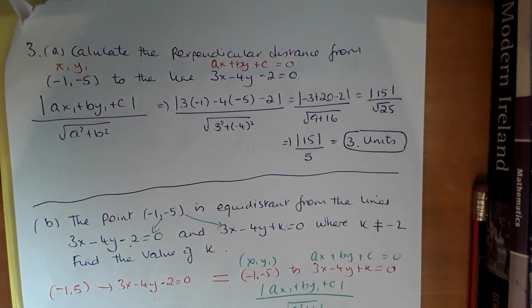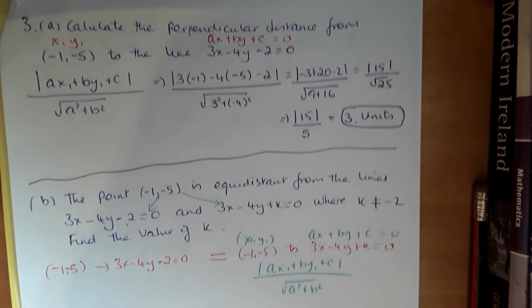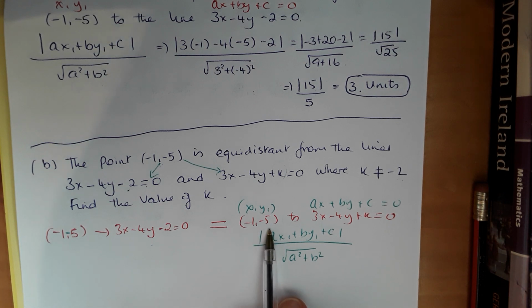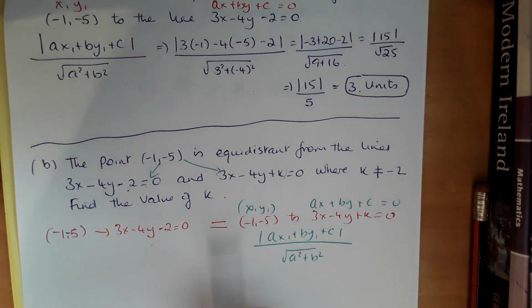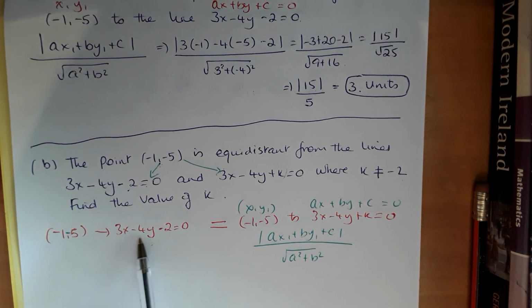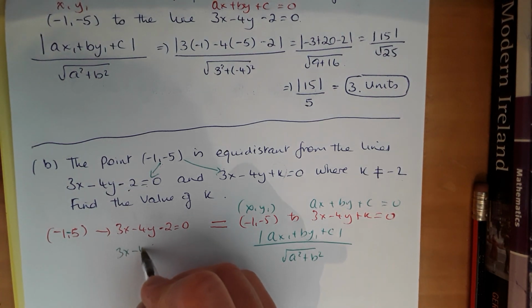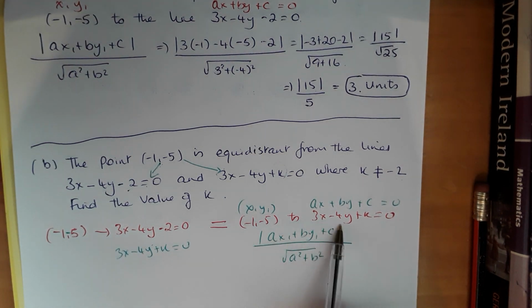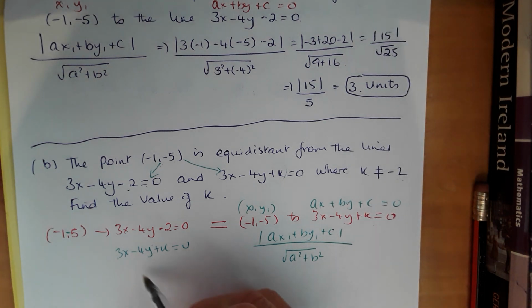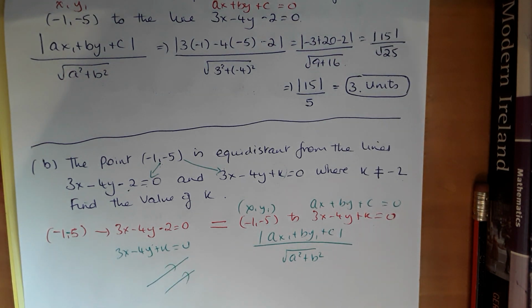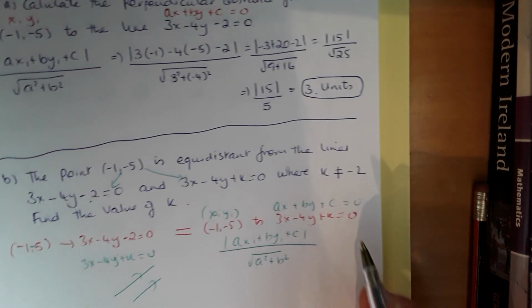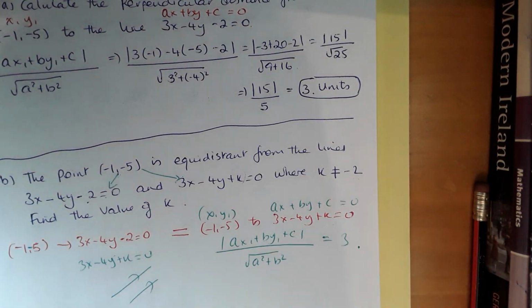It says that (-1, -5) to 3x - 4y - 2 = 0 is the same as (-1, -5) to 3x - 4y + k = 0. The lines are parallel. Remember, any line that's parallel to this is of the form 3x - 4y + k = 0. So they're parallel lines running in the same direction. We know that the perpendicular distance, from here to here, is the same as this, which was 3, already established. So this is equal to 3.